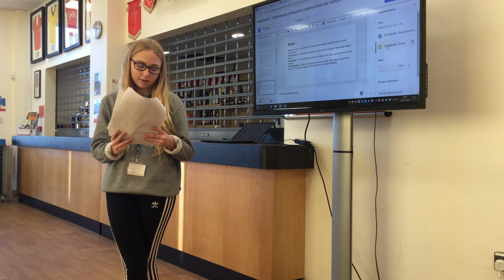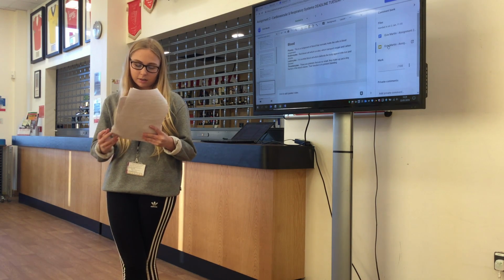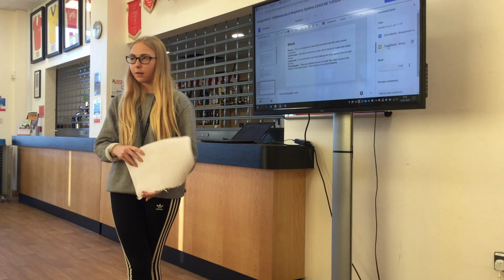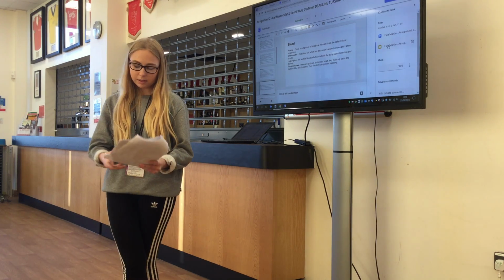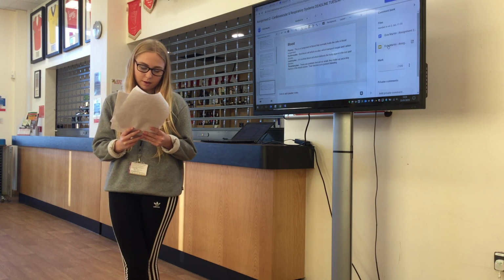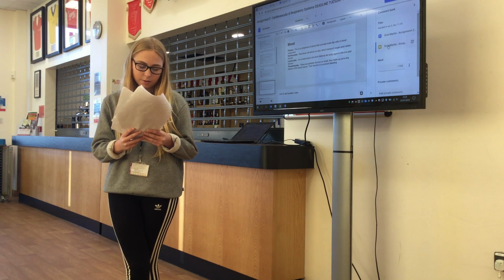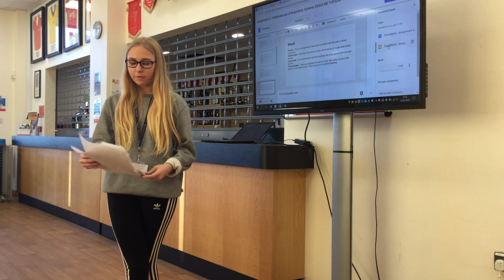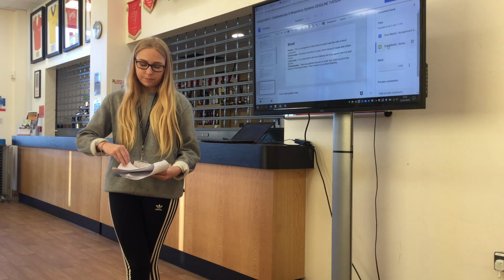Leukocytes are white blood cells, and they fight infections and diseases. And then the thrombocytes prevent bleeding.